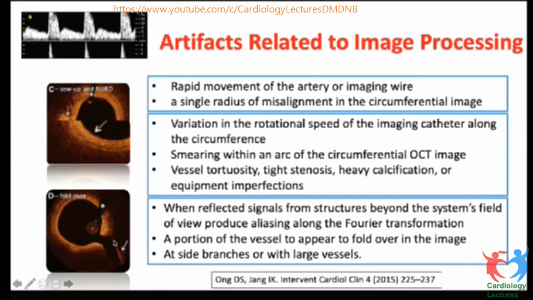The same thing happens here. You can see that this is your branch, and instead of a round image, the branch produces a folded image. That results from aliasing in the Fourier transformation. This is called the foldover artifact, and it usually occurs in large vessels and side branches such as the left main.